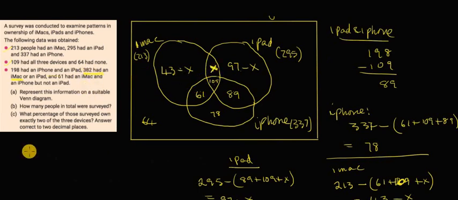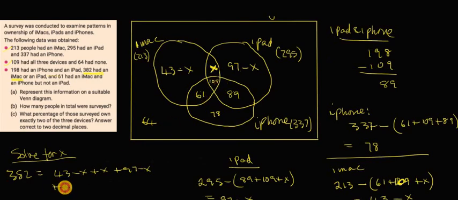So we know that 382, we know that is equal to these 6 areas altogether. 43 minus X plus X plus 97 minus X plus 61 plus 109 plus 89. Okay, now what you do is add up all the numbers and add up all the X's separately and see what you get. 382 is equal to 399.